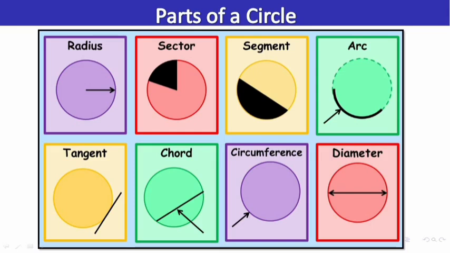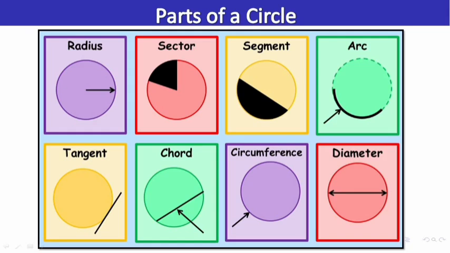First and foremost, you need to understand different parts of a circle. Let's see the first part. What is radius? Radius is the distance from the center towards the circumference. Circumference means this boundary. So the distance between the center and the boundary is known as radius. And remember, radius is always the same. If you measure this way, or whichever way you measure, it is always going to be the same.